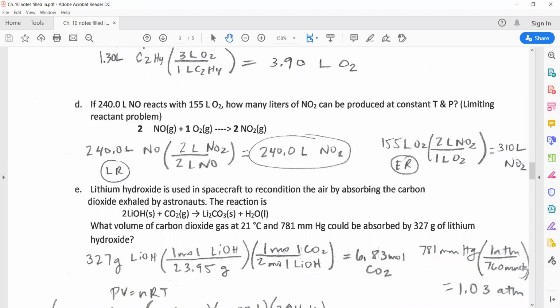Remember back a few chapters ago, can I make 240 or can I make 310? Well, I can only make 240 liters. That's actually my answer, because at that moment, I'm going to be out of NO gas. So NO is my limiting reactant, and my O2 is my excess.